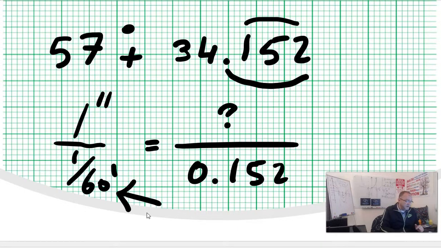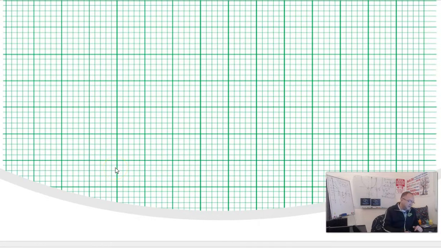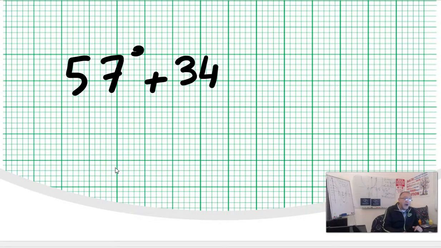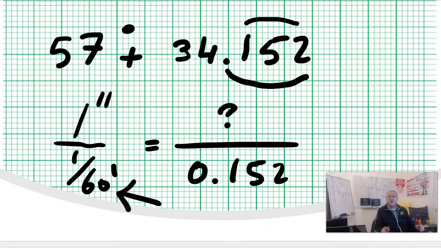So this thing here now equals what? Again 0.152 times 1 divided by 1/60, which means times 60. So I end up with something like that again. 57 degrees. Now I take the 34 without any decimal, so I can call it minutes. Remember, it was 34.52, so it was minutes with some seconds with it.